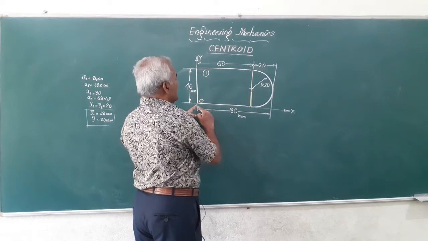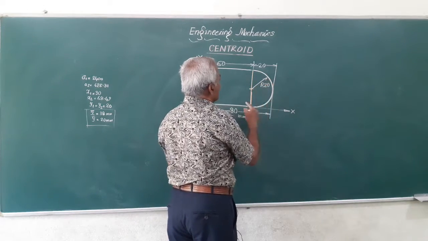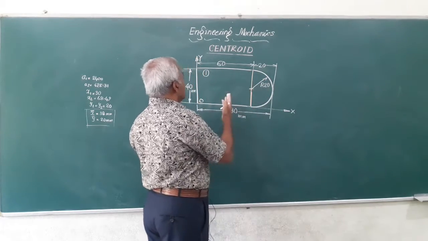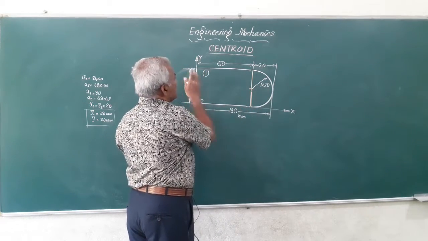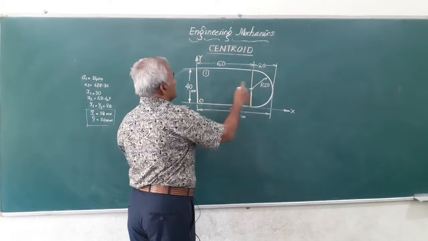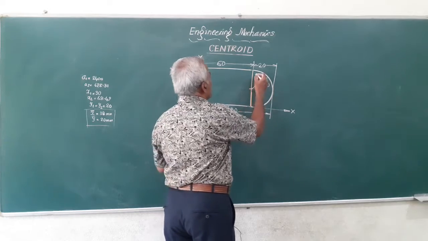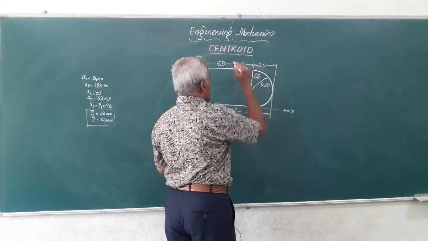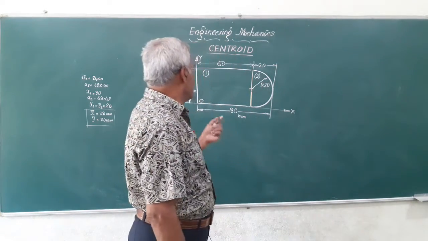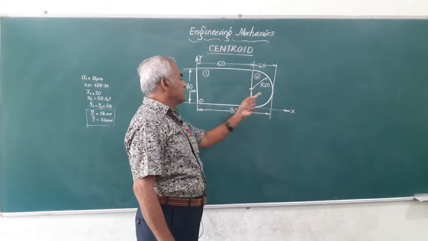One is a rectangle having dimension 60 by 40, the other is a semicircle having radius 20. Instead of giving this 40 dimension here, they can simply put an arc and say R20, so the diameter of this semicircle is 40 units. We will call this figure number 1 and this figure number 2, and we have to find the areas of these two figures and the location of the centers of gravity or centroids of the individual figures.